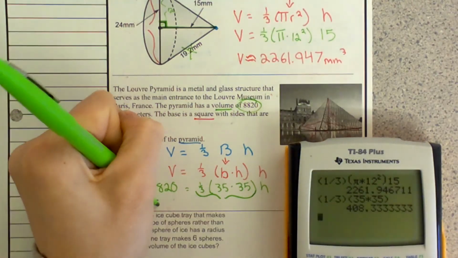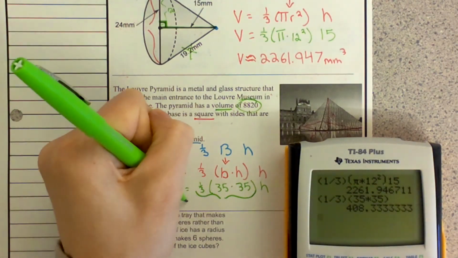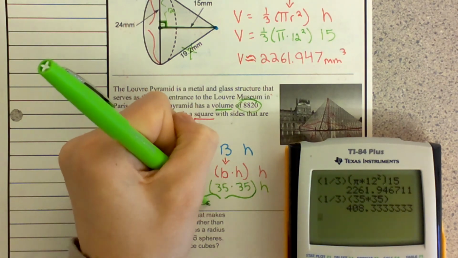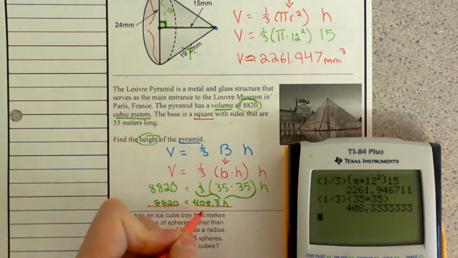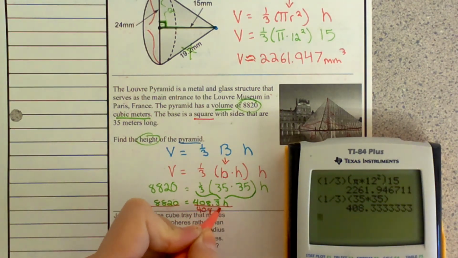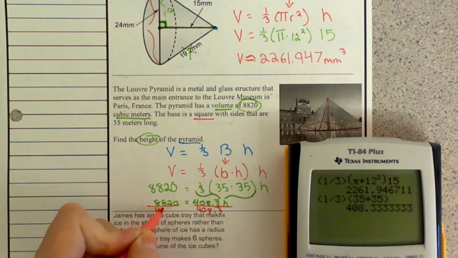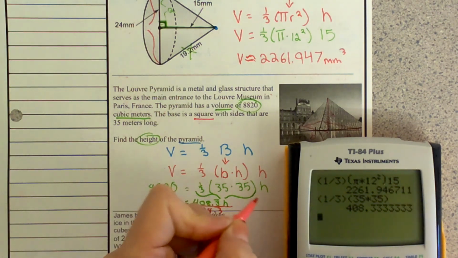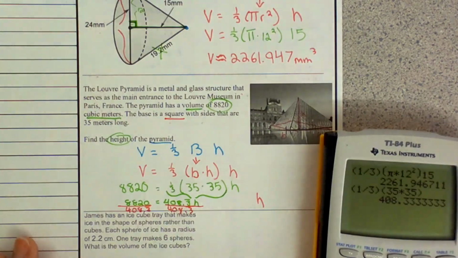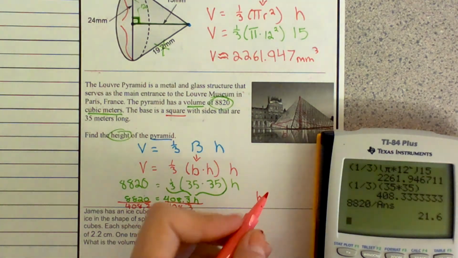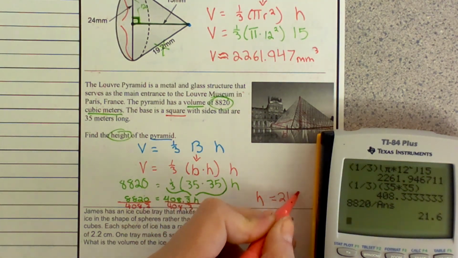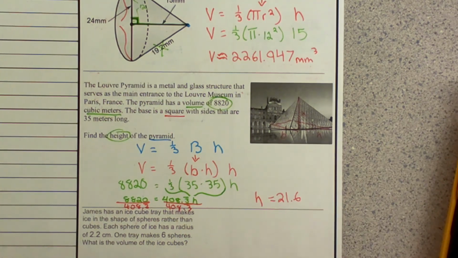So we get 8,820 equals 408.3 repeating times H. And then we want to do inverse operation. So I'm going to divide by 408 on both sides. So we get the height. Let's see. It's going to be 21.6, and this is meters.